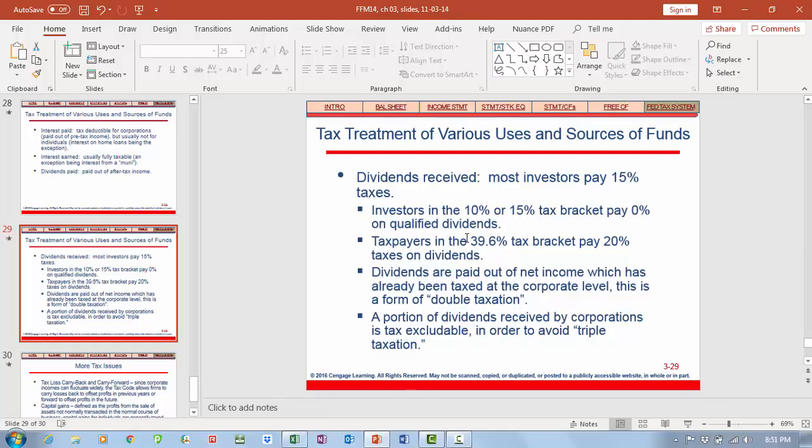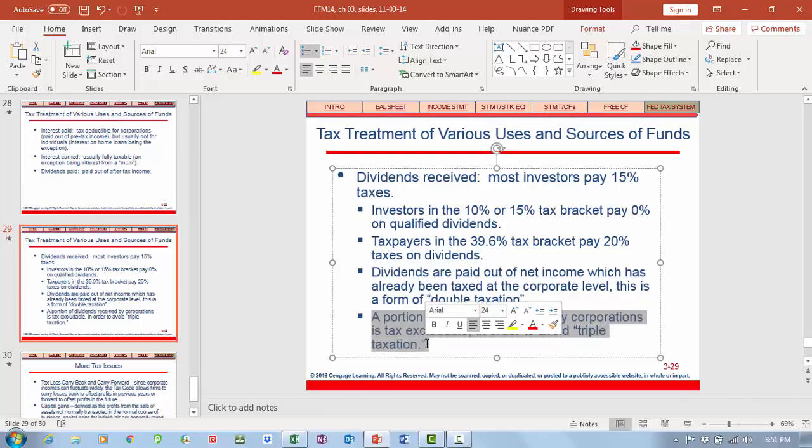A portion of dividends received by corporations is tax excludable in order to avoid triple taxation. So what happens is sometimes firms themselves will invest in other firms. For example, Intel might invest in Microsoft, or Microsoft might invest in Intel. And the reason they do it is because they want to support each other, yes, but they also want to try and get a little bit higher return for cash in hand.